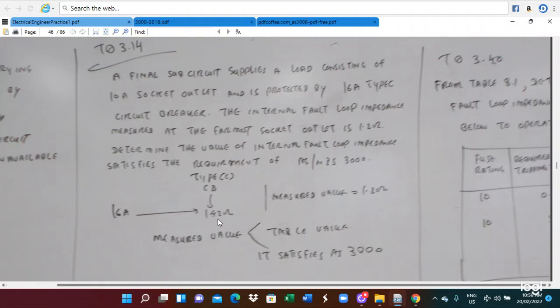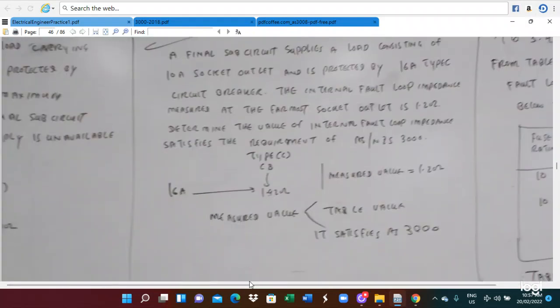So the measured value is less than the table value, so that will satisfy the 3000, because this is the accurately measured fault loop impedance. From the table, we know the circuit breaker rating and type, and we can calculate. That value must be greater than the real measured value. If the table value is greater than the measured value, it satisfies the 3000. So this is the way this problem is solved.